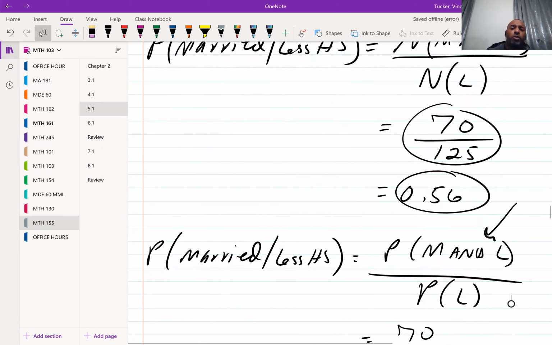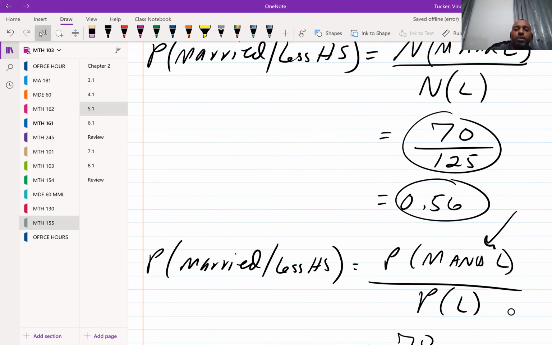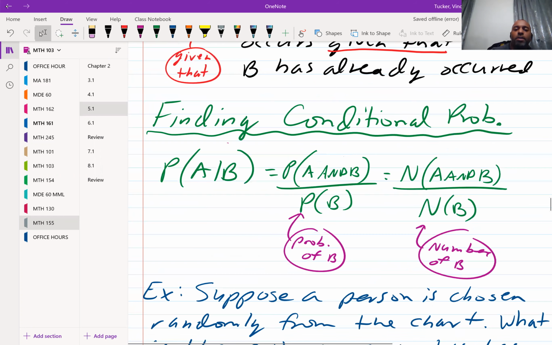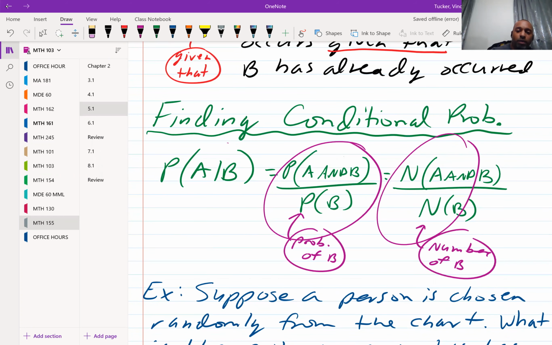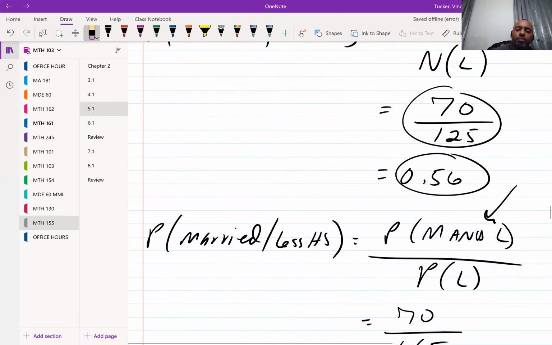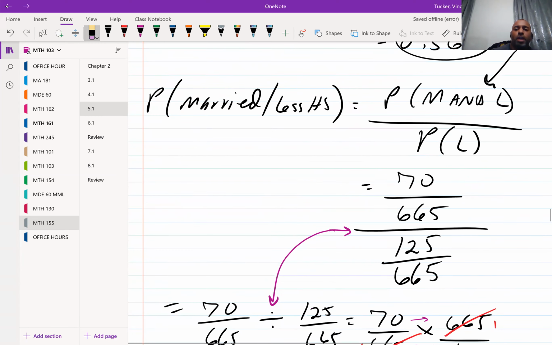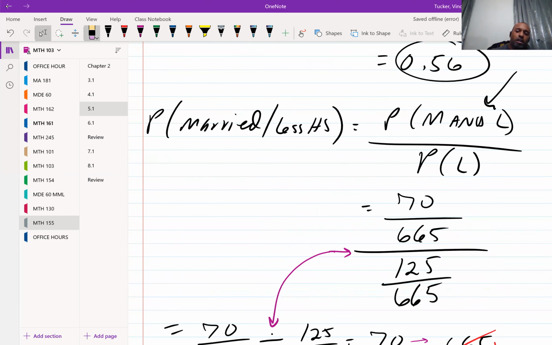Remember I told you when you go back to those notes, you can either do probability or the number over the number. You're not going to always have the number in the chart. And if you have probabilities, so here, if you're looking at the probability of being married and having less than a high school degree, that's 70 over that.